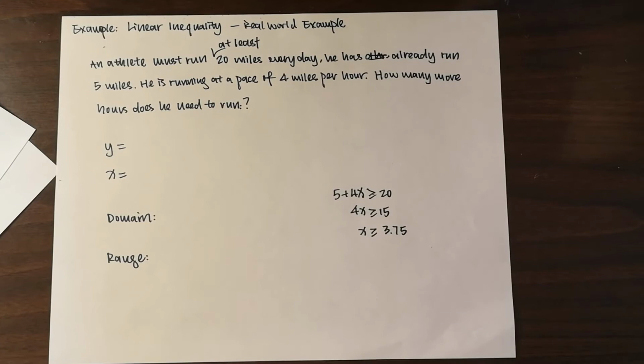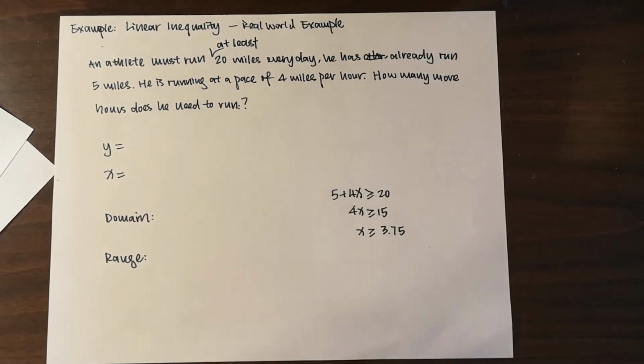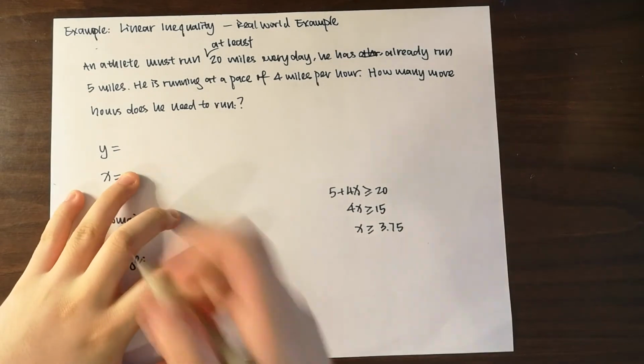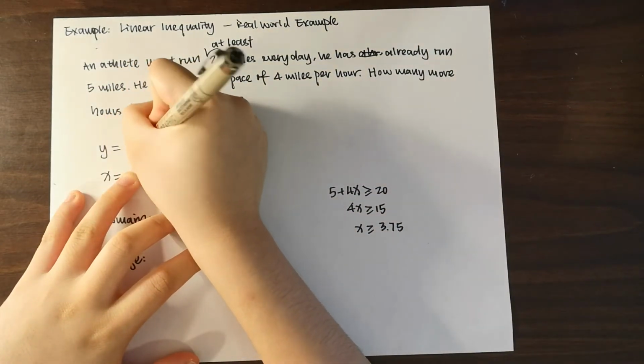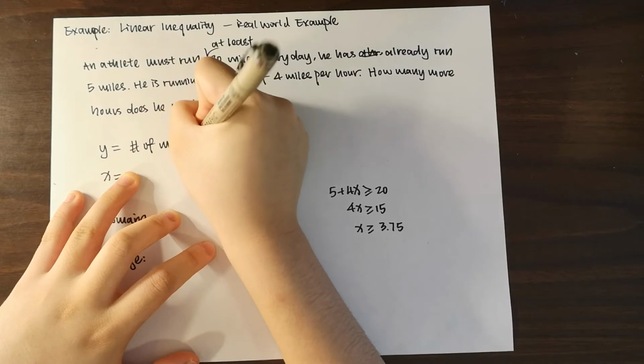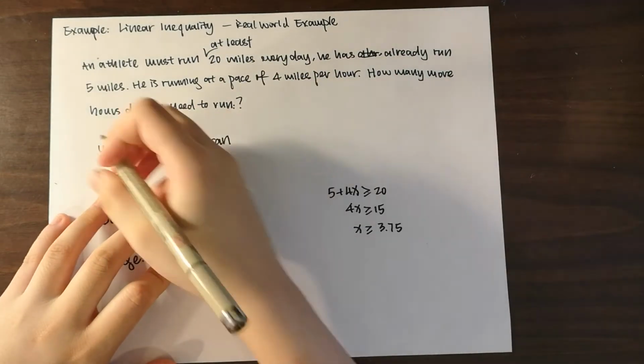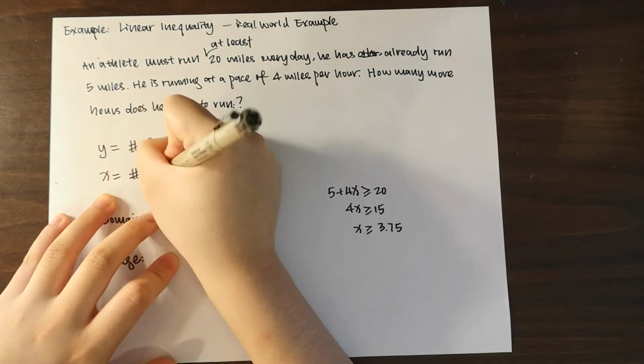So let's look at the domain and range of a linear inequality in a real-world example. The question goes that an athlete must run at least 20 miles every day. He has already run 5 miles. He is now running at a pace of 4 miles per hour. How many more hours does he need to run? So first we have to determine what we want our y and x to be. Let y be the number of miles he ran, and let x be the number of hours he ran.